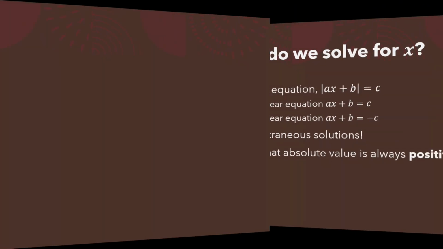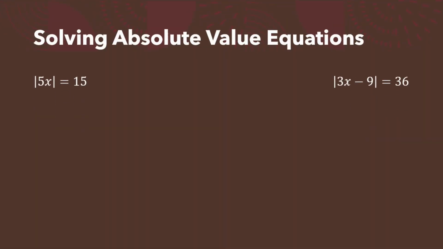Alright, let's try some examples. Before I go through the steps, I would like you to pause this video and try these out. Alright, I'm assuming that you've given them a go. So let's start with the first one. The absolute value of 5x is equal to 15. Now, going back to that previous slide, we know that we must solve for 5x is equal to 15.